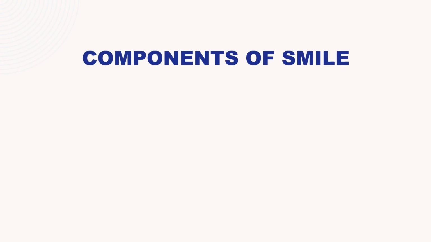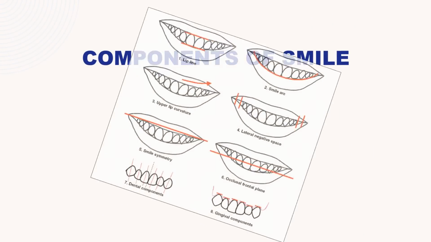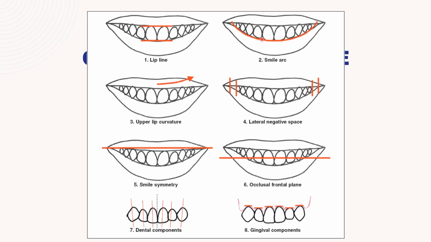And these are the various components of smile, that is lip line, smile arc, upper lip curvature, lateral negative space, smile symmetry, occlusal frontal plane, then dental components and the gingival components.